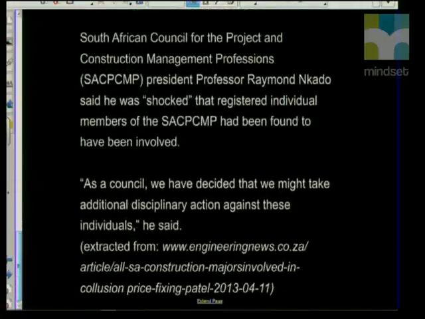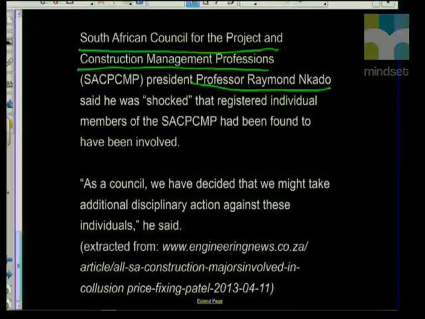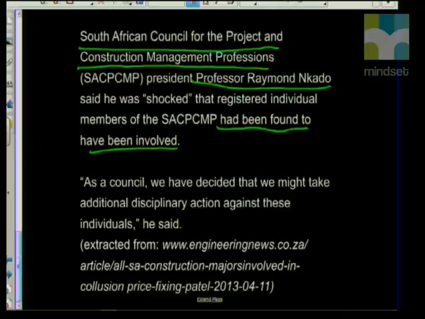But the shocking part of this situation is that a lot of these businesses belong to the South African Council for the Project and Construction Management Professions. Professor Raymond Nkadu was shocked that registered individual members of this institution had been found to have been involved. And you will see that there's a question based on this a little bit later. I'm going to read the last paragraph. As a council, we have decided that we might take additional disciplinary action against these individuals, he said.